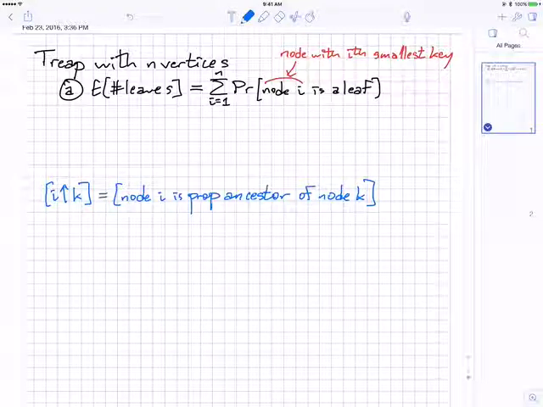Yes? Why is the node with the ith smallest key a leaf? If it's not always a leaf. If it were always a leaf, that probability would be 1. If it were never a leaf, that probability would be 0. So the number of leaves is the sum over all nodes of 1 if that node is a leaf and 0 if that node is not a leaf. That's all I'm doing, the standard breakdown by linearity of expectation. The expectation of a sum of indicator variables is the same as the sum of the probabilities that each of those variables is equal to 1.